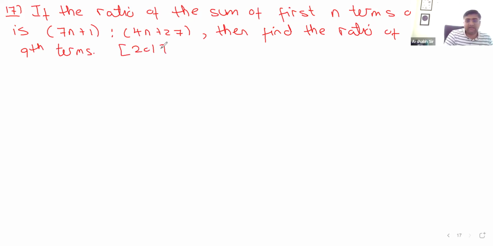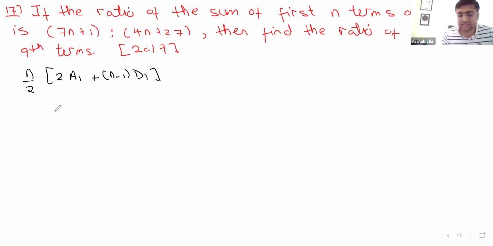Now this is a slightly tricky question, and I'll tell you what the trick is. देखो, the ratio of the sum of first n terms of 2 APs. तो पहला AP का मानो n by 2 into 2a1 plus n minus 1 into d1. ये sum of first n terms होगा first AP का. Do you agree? Yes, sir.